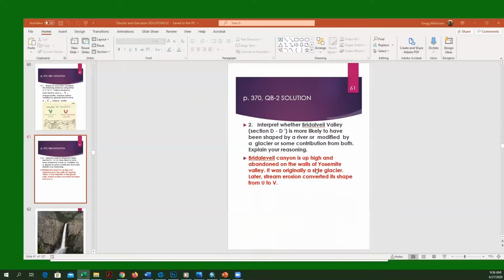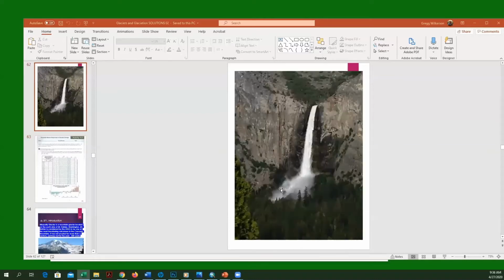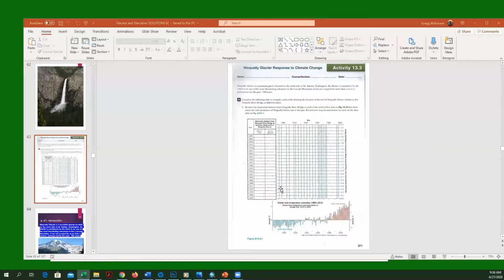And Bridal Veil Fall, well, it's high up in the canyon wall, and it was originally a side glacier, but the stream converted it from U to V. So it originally was a high altitude glacier going into the mother glacier, but since then it's been eroded to form the V. It was U, and now V. And there she is.